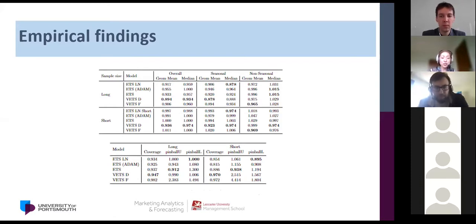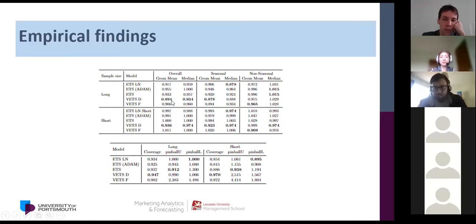I see. Okay. So if we look at the top table for the moment, they are relative errors. They're relative mean absolute errors, in the sense that we assess, for example, ETSLN, the top model, against the naive method. If the number is less than one, then this particular model performs better than the base model. If it is more than one, then it's worse. That's why the highlighted numbers are the lowest values there. Does that make sense?